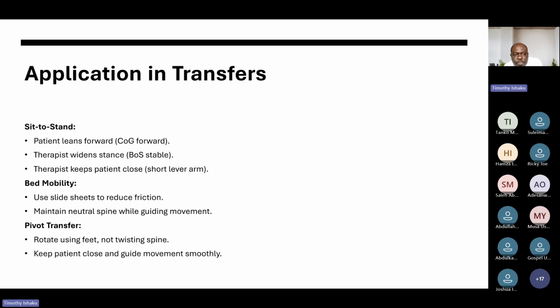We said instead of twisting your back, you lift your feet to avoid twisting and bending. One of the main things that we highlighted that causes injury is bending and twisting. So to avoid that, we lift our legs when moving.